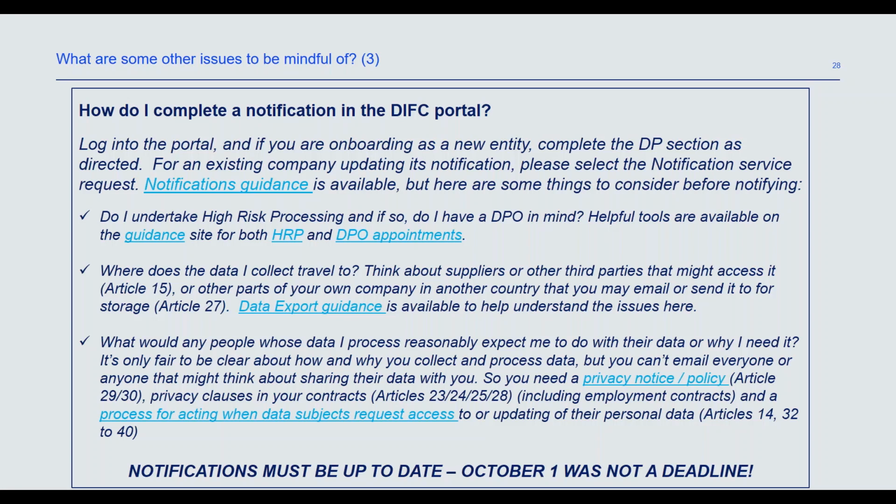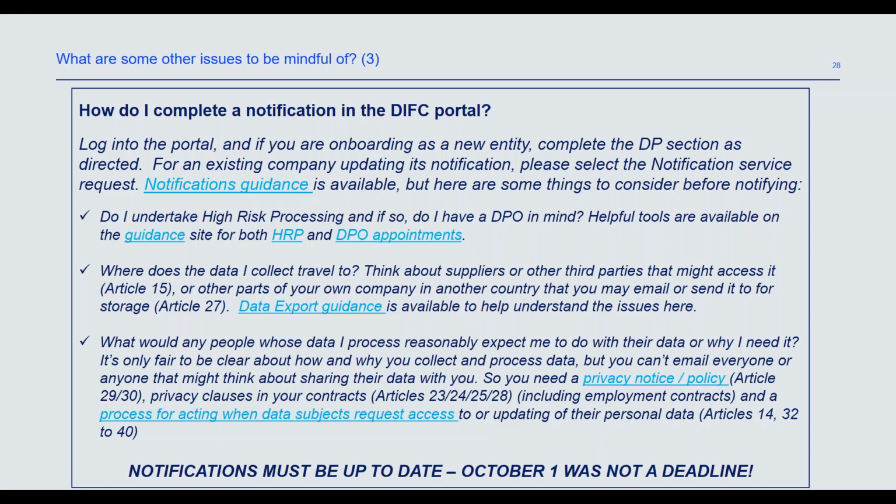You ask yourself, for example, these questions while you're getting ready to notify. Do I undertake high-risk processing? Do I have to appoint a DPO? Where does the data I collect travel to? So you're going to answer some questions about that, what jurisdictions you send data to and whether they have safeguards in place. And if you don't know certain answers, that's okay. You can always say no, you don't know, and explain why not. And in fact, we actually ask the question when you say no, well, why not? And it gives you an opportunity to explain that. And it opens up a dialogue with us if you'd like to talk about that a little bit more.